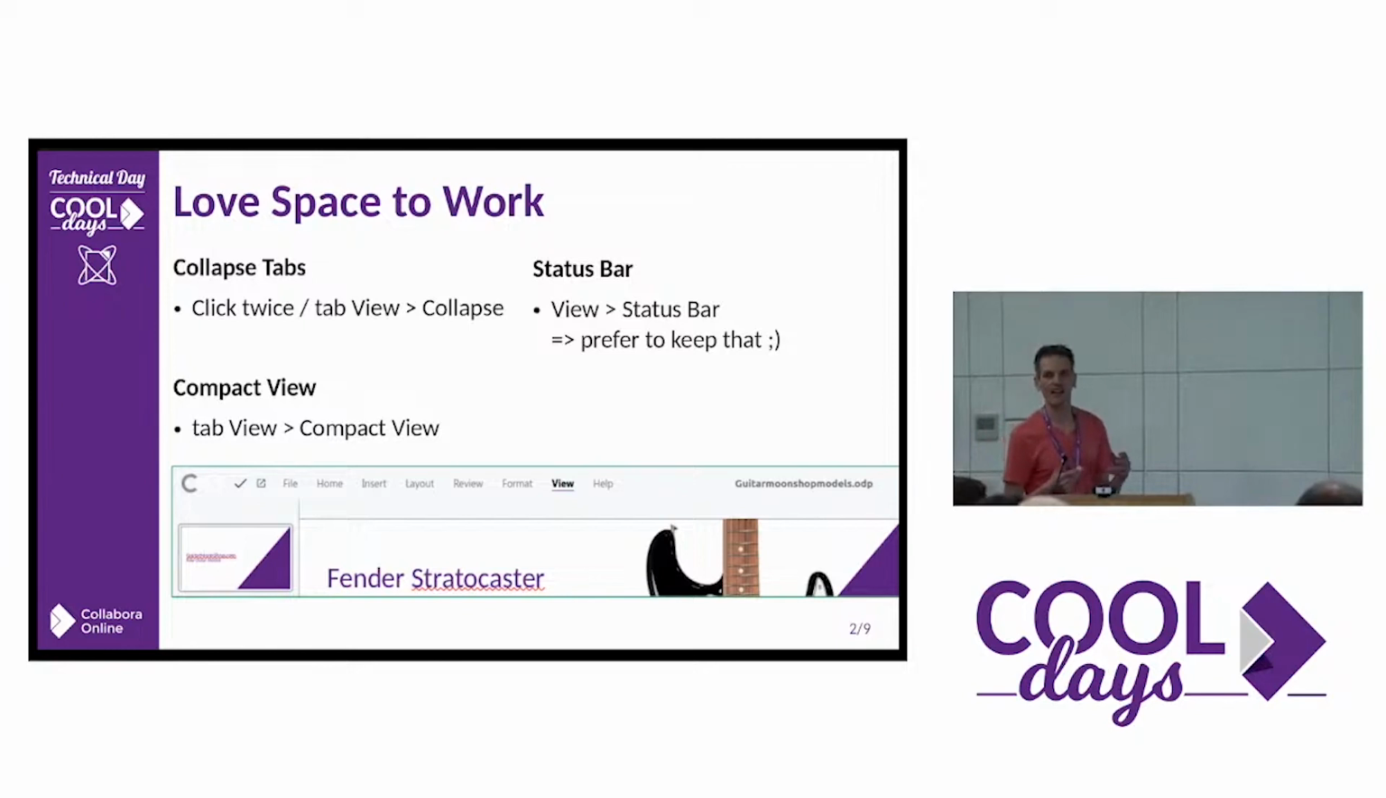One of the things is that often we love space to work on, more space to have work, and the thing that is most obvious to me is to collapse the upper bar, the tabbed bar with all the great features. Just by double clicking on one of the tabs, it will collapse and it will give you a lot of extra vertical space. The sidebar is something you can hide and show, obviously. But the collapsed tabs is most important to me.